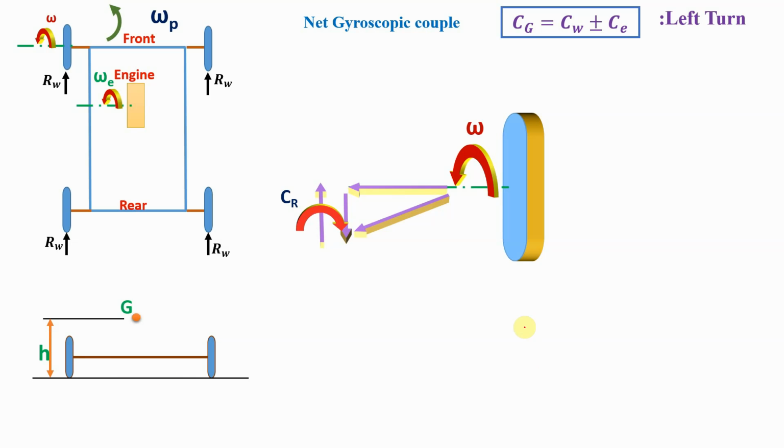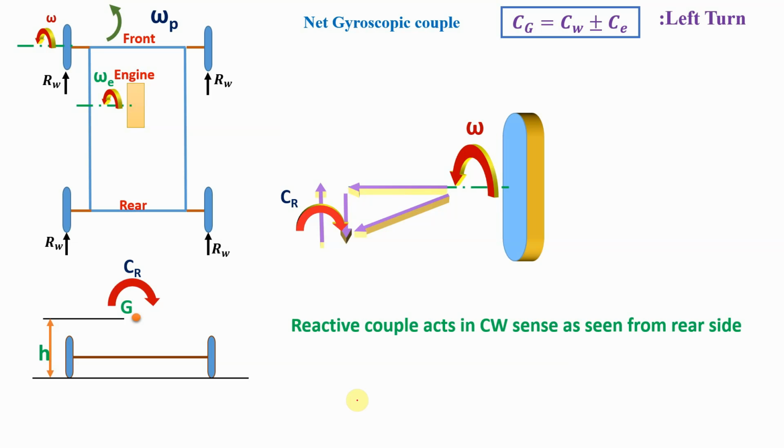Now we are looking at the vehicle from rear side, and this is happening in horizontal plane. That means when you look from the rear side, CR will act from left to right of the vehicle like this. So this is the sense of reactive gyroscopic torque. It is acting from left to right of the vehicle. So clockwise as seen from the rear side.